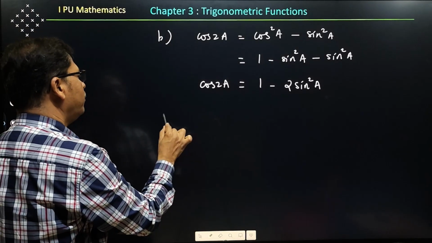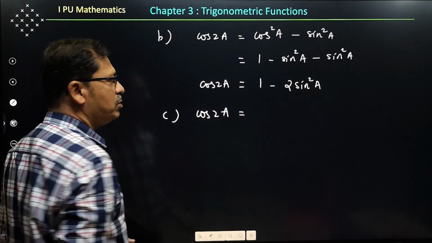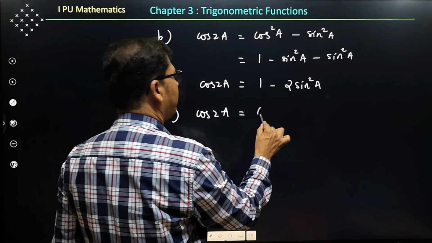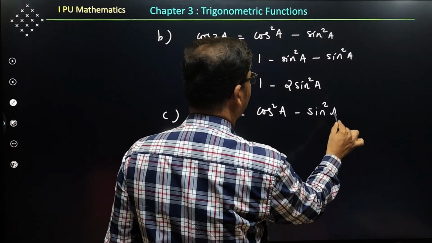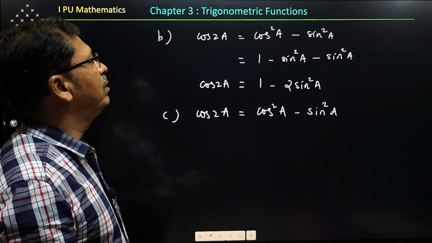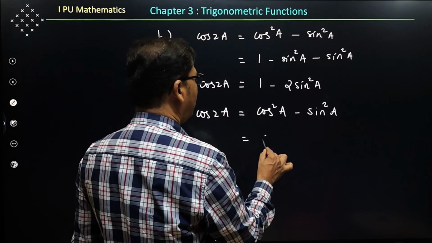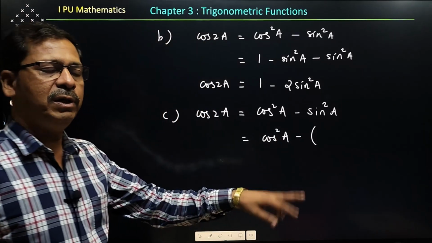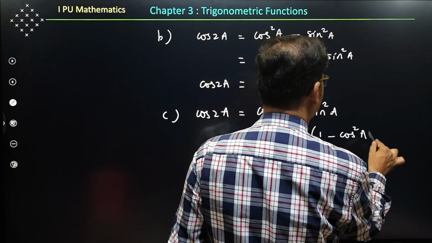Now let me prove the next result. In order to prove the next result, I would like to reuse the same result, that is cos 2a is equal to cos square a minus sin square a. This time I would like to replace sin square a. I would like to keep cos square a as it is, and then sin square a you replace by 1 minus cos square a.